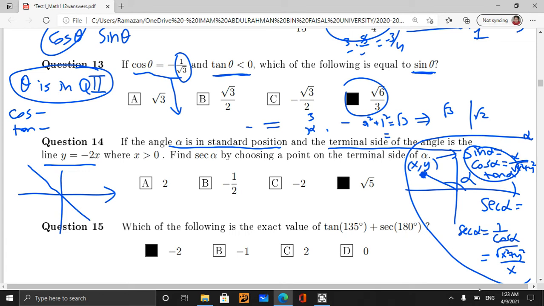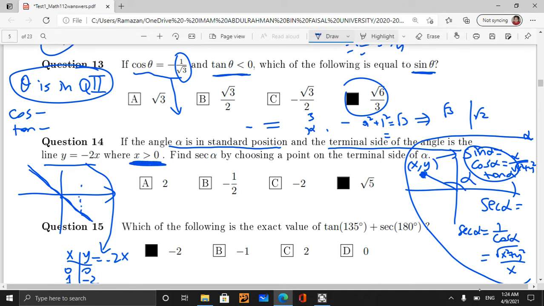How can I do this? You can make a table. This is a line equation, so you can put 0 here and you will get 0, and put 1 here and you get minus 2. So you will end up with the point 1, minus 2, and with a ruler, you can draw it. But here, it says x bigger than 0, so you have to take only this piece of it. The terminal side of the angle is this part now, so our alpha is this.